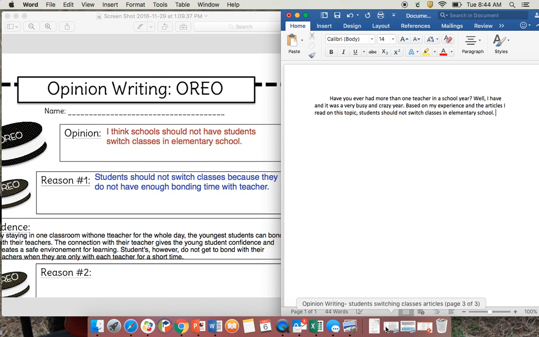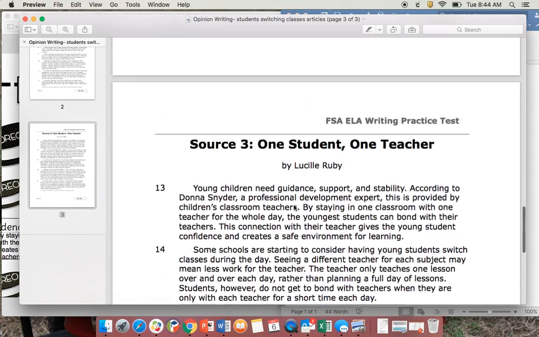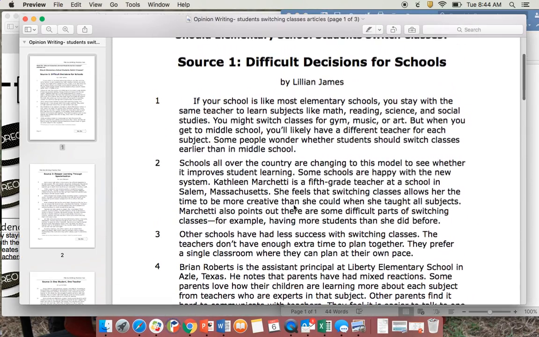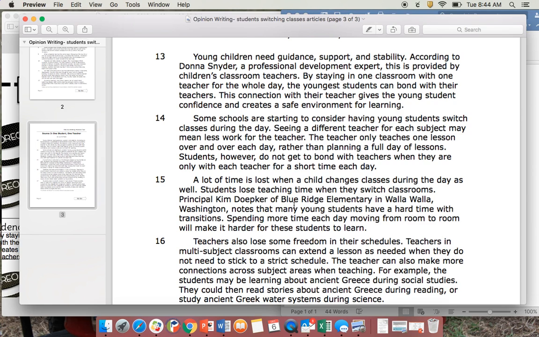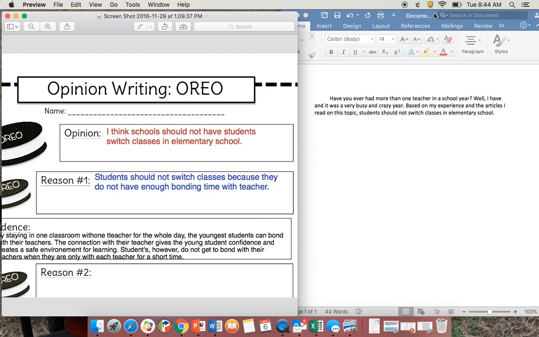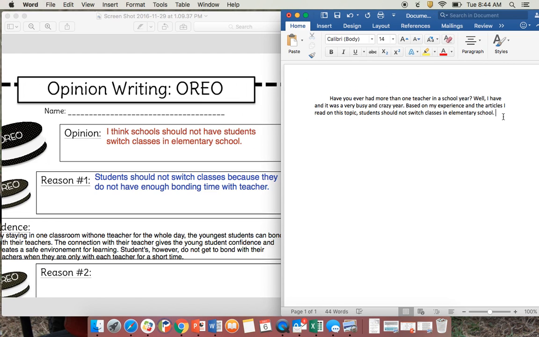Some of the other reasons that you could have pulled from the articles, we had 3 articles that we were looking at, is that it takes away from instructional time because students are having to pack up and switch classrooms, and teachers have to worry about hurrying up their lessons because they don't have enough time. So there's all kinds of different reasons that you could have chosen. I'm just going to briefly list some of those reasons. I'm not going to go into detail because you go into detail with your articles.